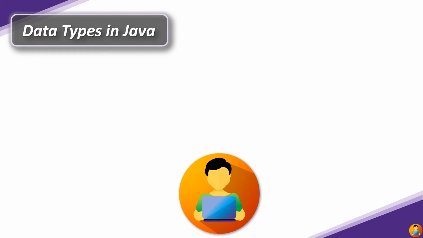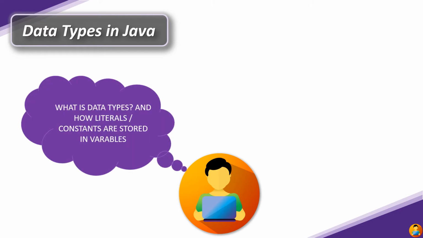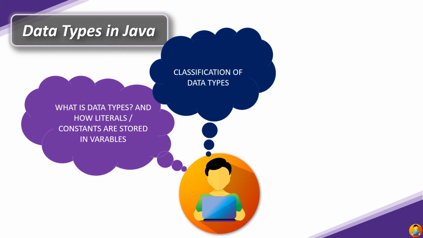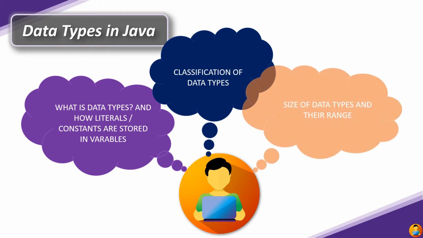Now different questions might arise in your head. How is a variable assigned to a constant with the help of data types? What are the different types of data types? What would be the size and range of different data types? Okay, let's clear it out.